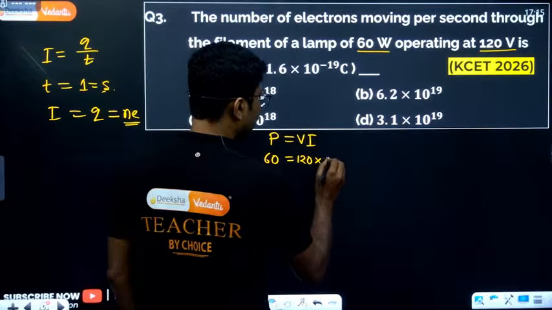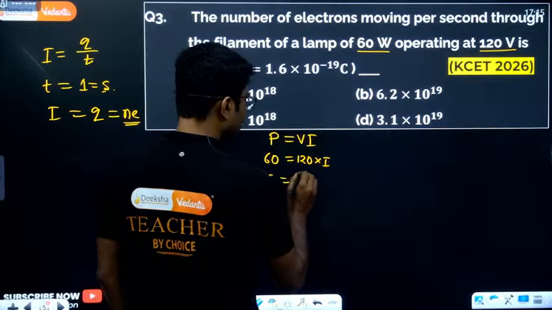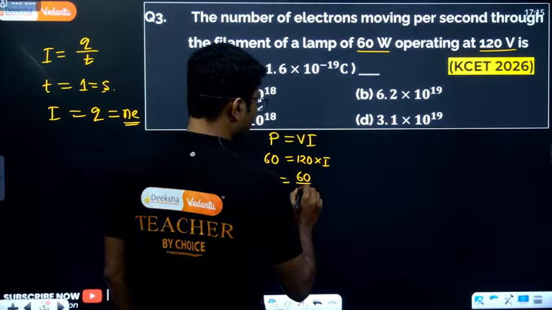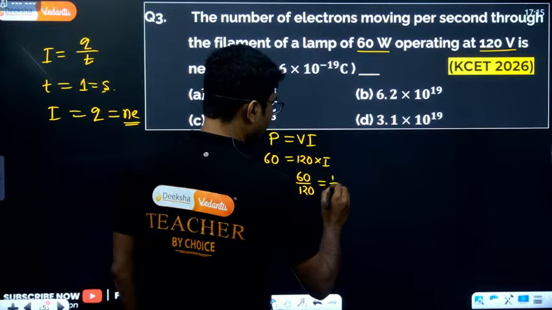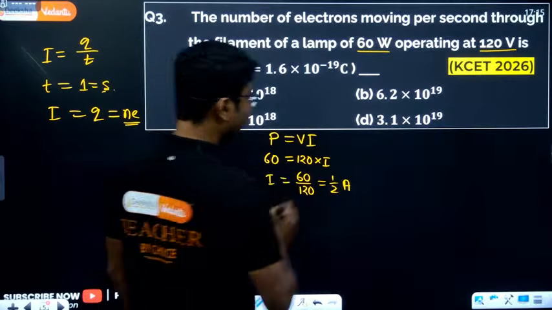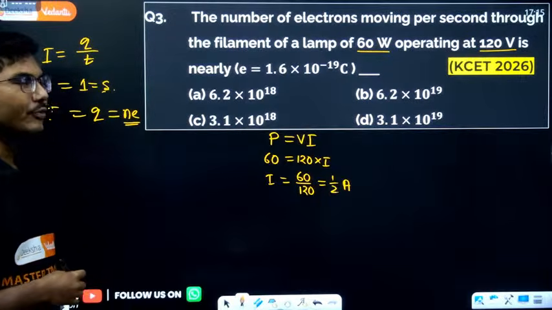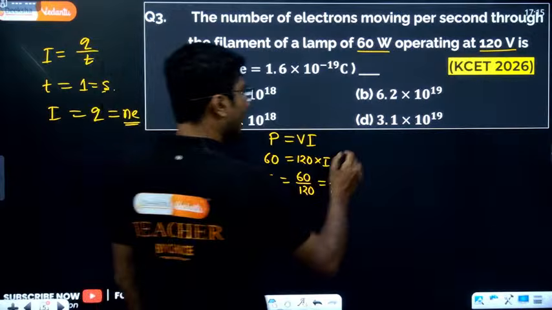So what is the current? Current will be 60 upon 120, that is 1 by 2 ampere. So this is the current. So current is calculated. Now we have to find the charge. Now how can you calculate the charge?